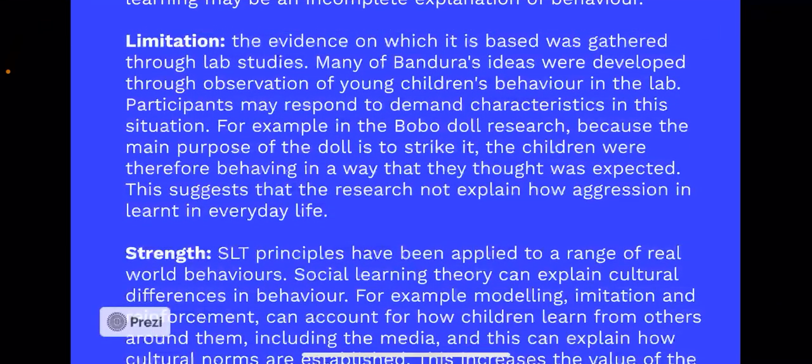Now we have a limitation. The evidence on which it is based was gathered through lab studies. So we'll have a look at Bandura's research in a minute. Many of Bandura's ideas were developed through observation of young children's behaviour in the lab. Participants may respond to demand characteristics in this situation, for example in the Bobo doll research, because the main purpose of the doll is to strike it. The children were therefore behaving in a way that they thought was expected. This suggests that research may not explain how aggression is learnt in everyday life.